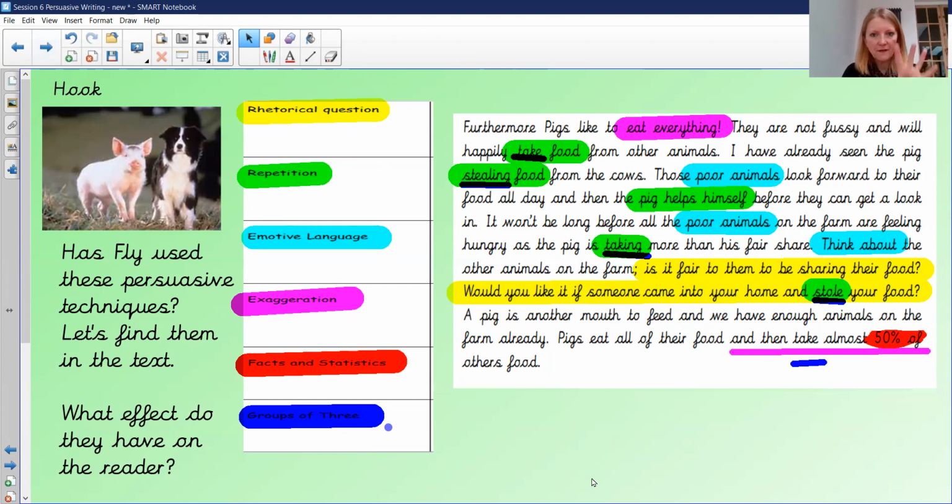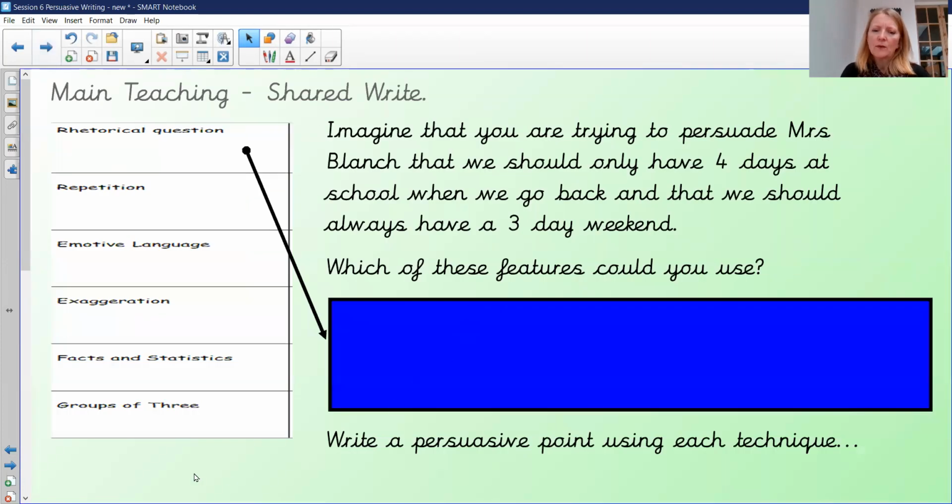Okay, so hopefully you filled that in on your sheet that you've got in front of you. So, imagine that you are going to try and persuade Mrs. Blanche about something else. We've already tried to persuade her, haven't you, in your cold task about having a farm at St. Gregory's, but let's try something else.